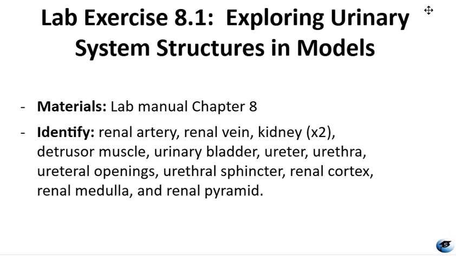In lab exercise 8.1, you'll explore the major structures of the urinary system using anatomical models. Begin by locating the kidneys and identifying the renal artery and renal vein, which supply blood to and from each kidney. You're going to want to observe the internal regions of the kidney, including the cortex and medulla, which house the nephrons and collecting structures.